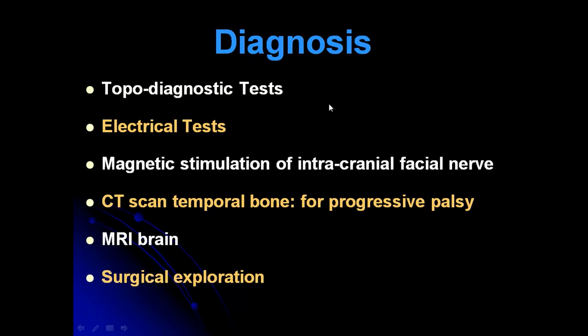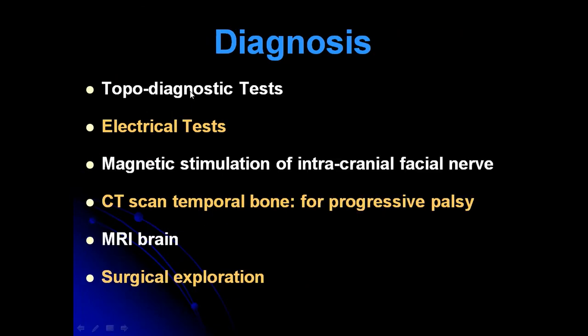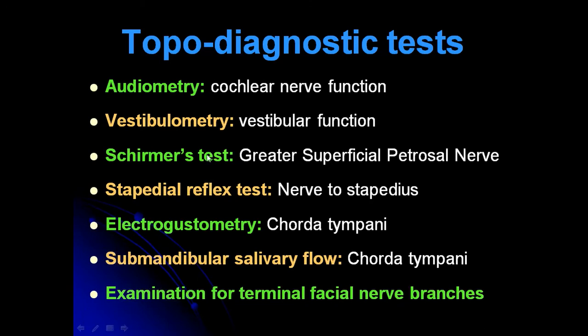So, diagnosis of facial palsy. How do we diagnose? There are topodiagnostic tests: where is the lesion? Then electrical diagnostic tests like electroneuronography and electromyography, which are the most important; we are going to deal with all those things. Also magnetic stimulation of the facial nerve, CT scan, MRI brain for progressive palsy, and surgical exploration. Based on this you do the diagnosis.